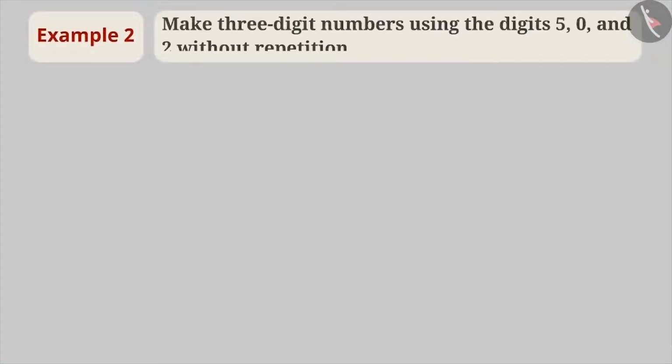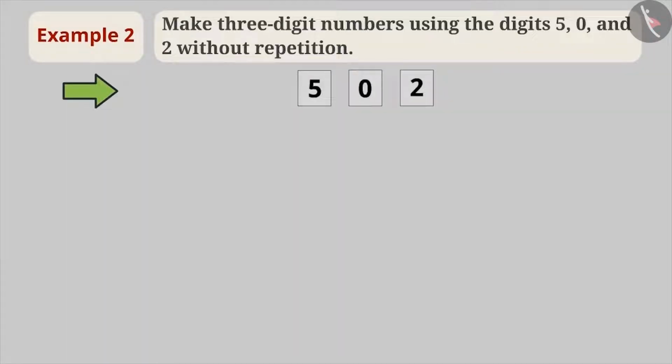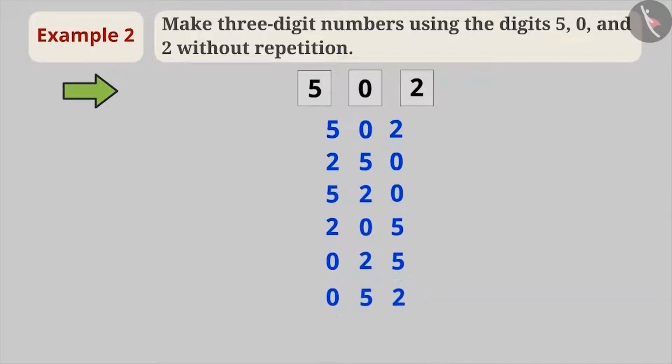Next example. Make 3-digit numbers without repeating any of the given digits, that is, 5, 0, and 2. We can form numbers by putting the digits together. Like here, we form the number 502. By shifting the digits in this number, we can form some more numbers, but the condition is that it should be a 3-digit number. Are all these given numbers 3-digit numbers?